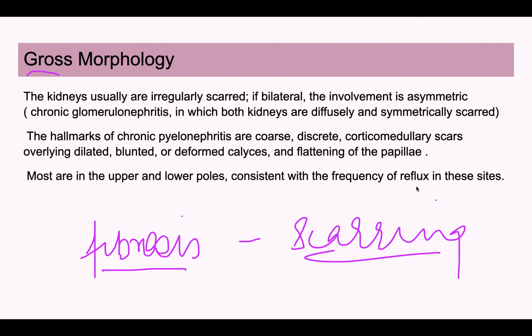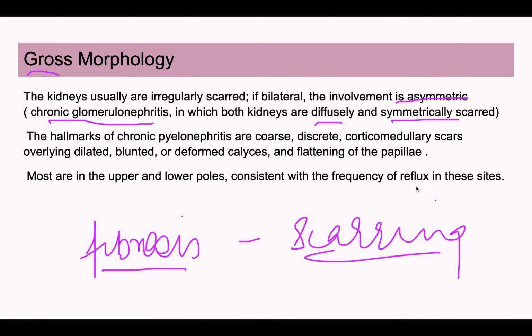The scarring will be present, and if you see, the scarring will differ: it is asymmetric scarring. In case of chronic glomerulonephritis, the scarring is diffuse and symmetric. But in case of chronic pyelonephritis, the scarring is asymmetric.